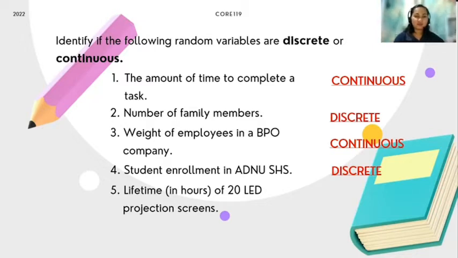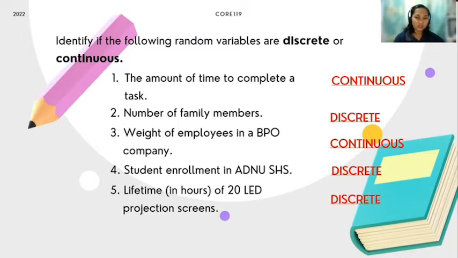So some of you might be confused with this one. Some might answer continuous, some of you will answer discrete. But the correct answer for number 5 is it is discrete. So why do we have discrete? Since for number 1, the answer is continuous. But for number 5, we are also talking about lifetime. So we have the lifetime of 20 LED projection screens.